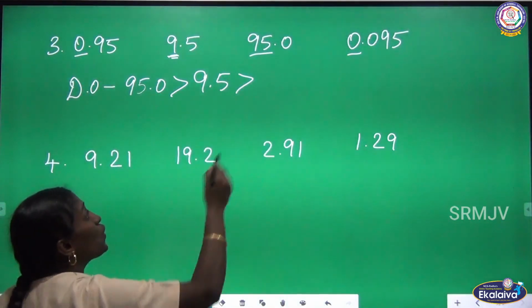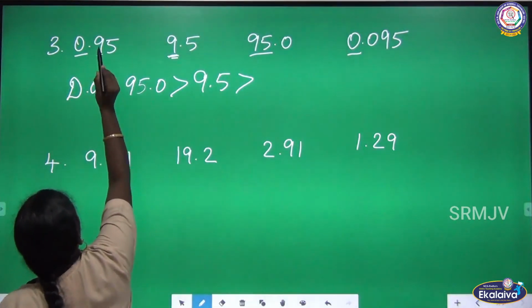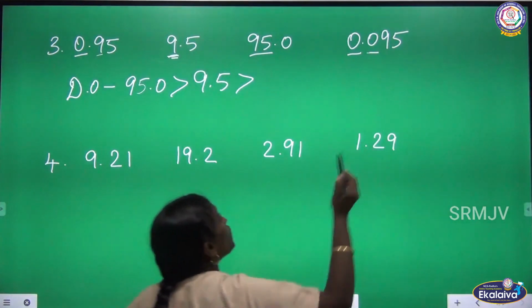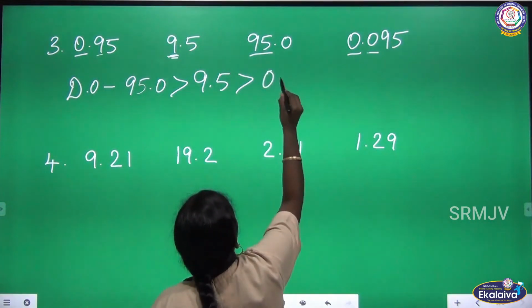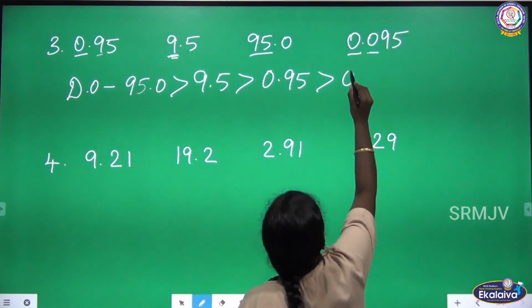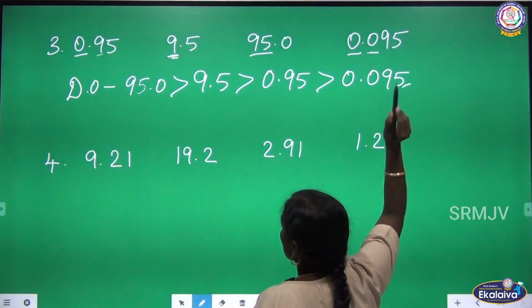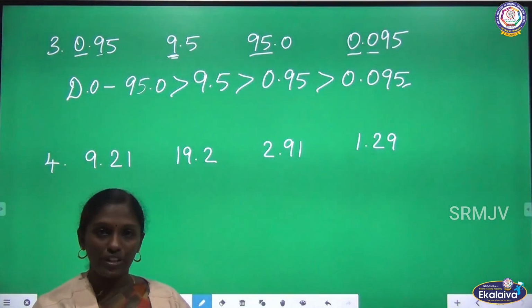In these two we are having 0 in a whole number part. So we have to check the first decimal place. Here 9 is there, here 0 is there. Which is greater? 9 is greater. So 0.95. Then the last one is 0.095, the smallest. So this is the descending order for the given set of decimal numbers.